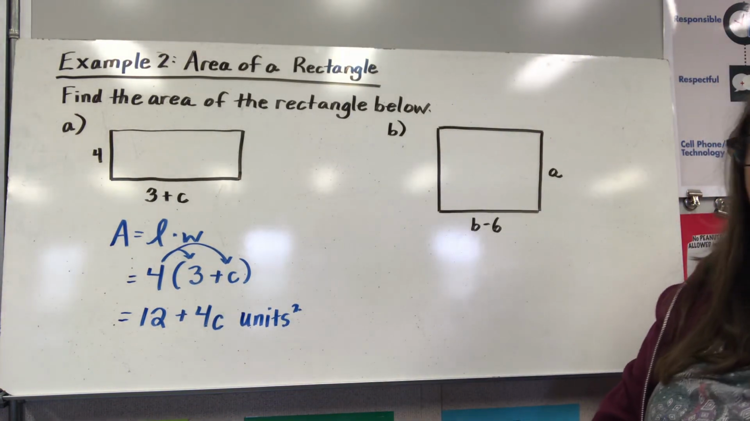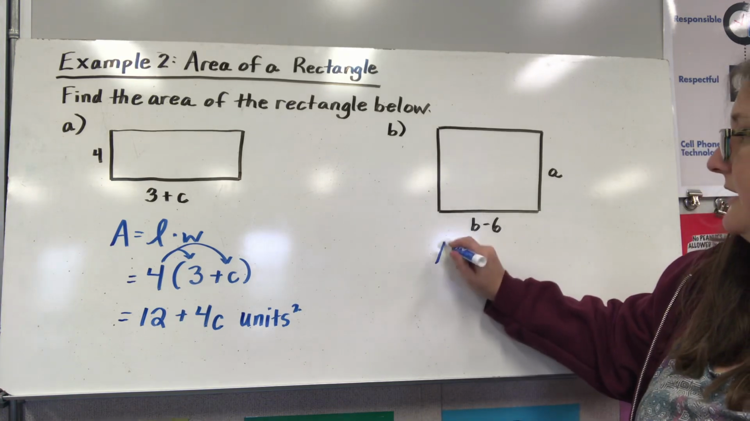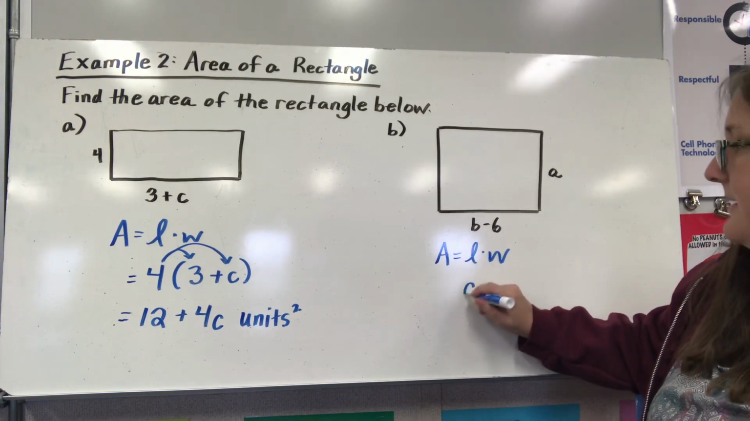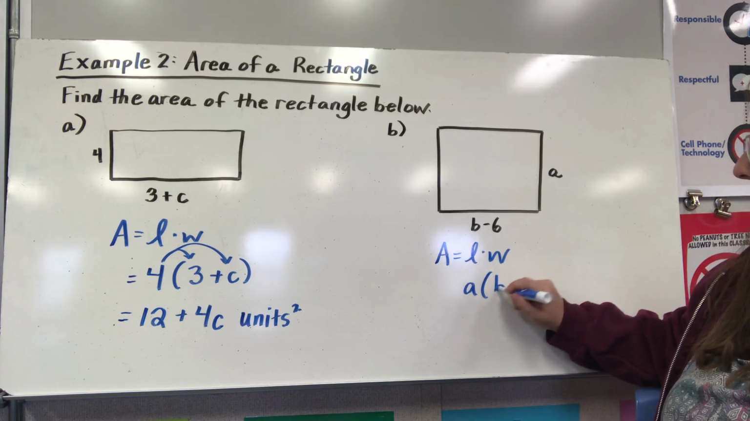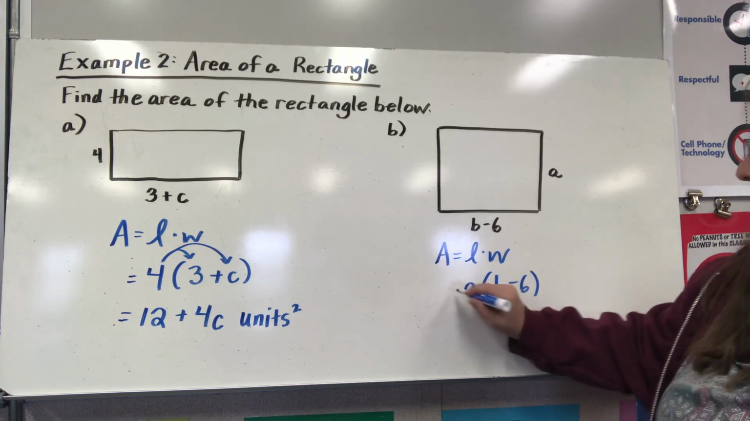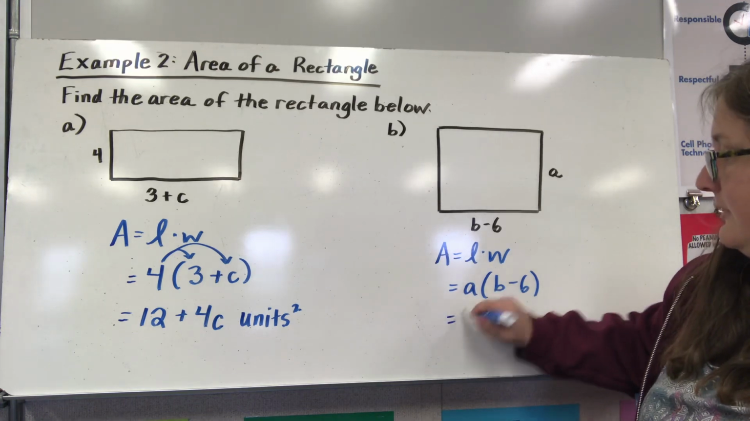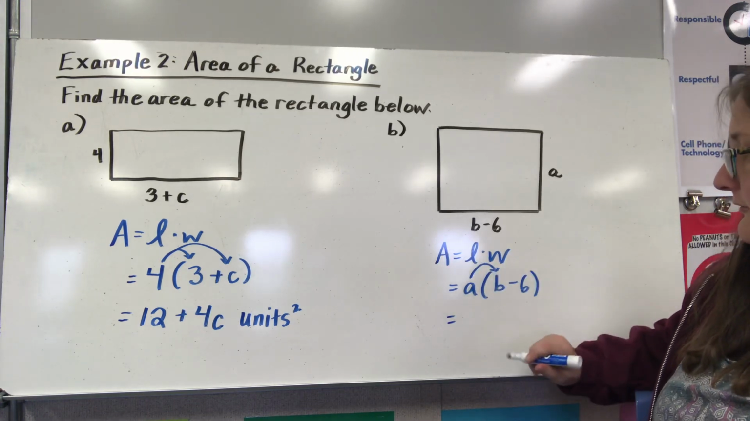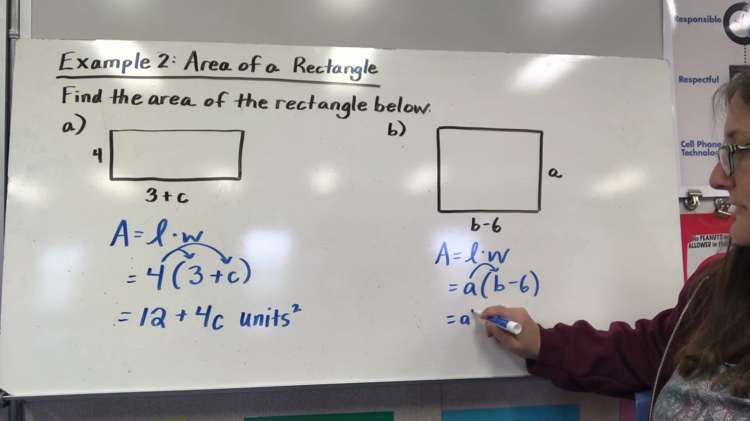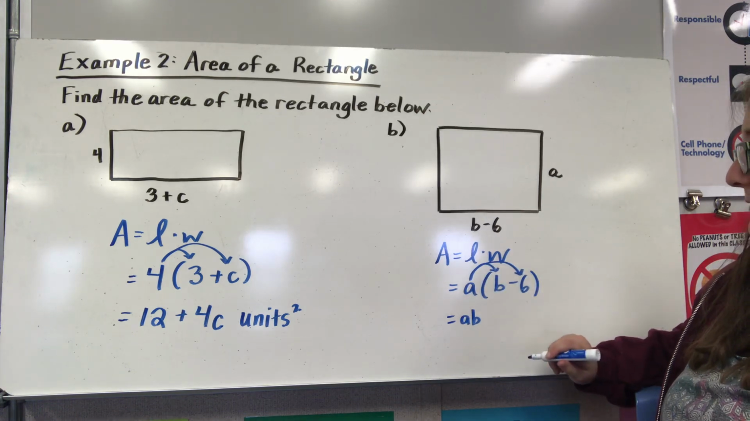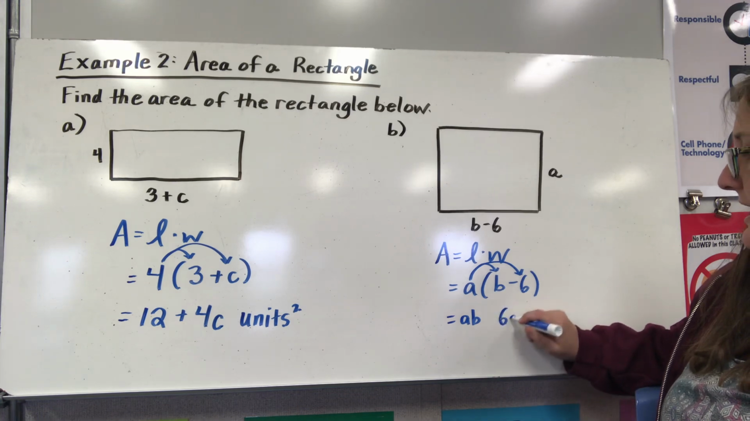Let's try this with another rectangle here. So we're doing length times width, or width times length. I've got a times the quantity b minus 6. So this time I have a difference. So a gets multiplied by my first number, and it's b, so a times b, or ab. And a times my second number, which is 6, gives me 6a.